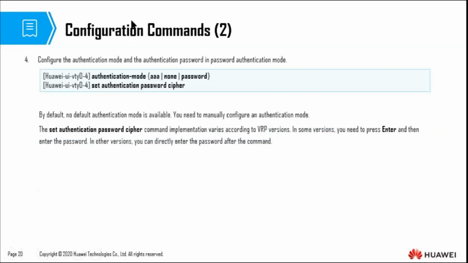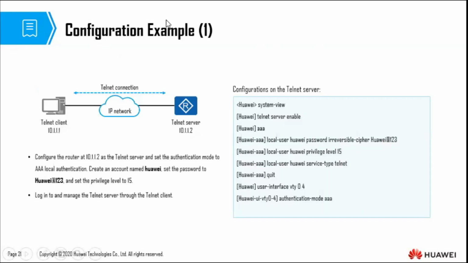Okay, so after that, you need to configure the authentication mode. So you choose the authentication mode. Most of the time, you're going to be using AAA, of course. Then you can set a password. The command for setting the password is different on different devices depending on the VRP version. I hope we saw that during the lab.